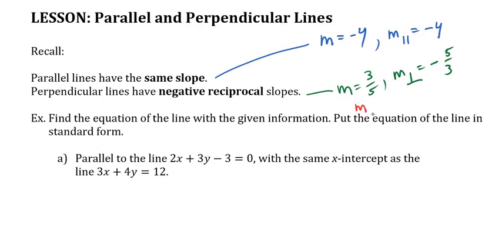What if my slope was negative 5? Very good. So change the sign, and 5 is 5 over 1, so you flip it: 1 over 5.